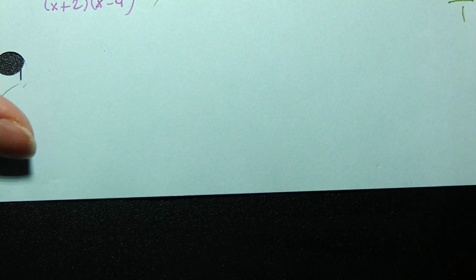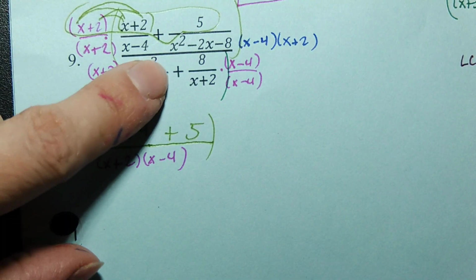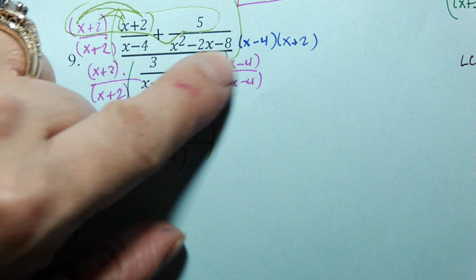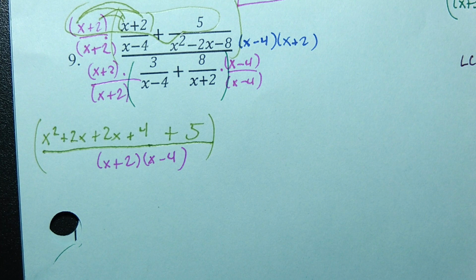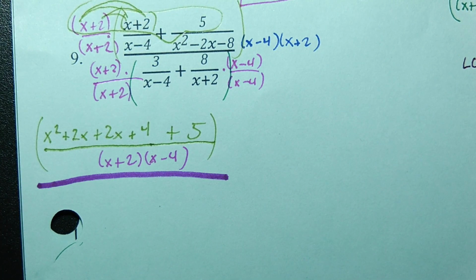And now let's look at the bottom. Now the bottom, no foiling necessary. That's just going to be some straight distribution. The 3 to the x, the 3 to the 2, the 8 to the x, the 8 to the negative 4, and adding those tops together over the LCD. See if you can complete that next step for adding those bottoms together.